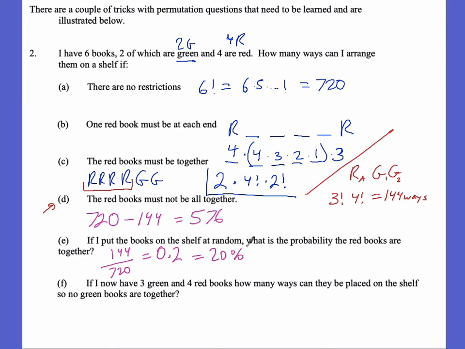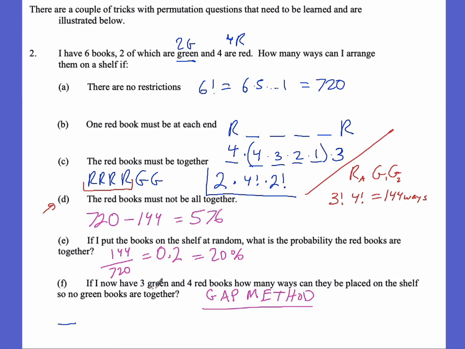Okay, now for the final example, there's many ways to do this one, but there's a really neat trick. If I now have 3 green and 4 red books, how many ways can they be placed on the shelf so that no green books are together? So what we're going to do here, there's a lot of ways to do it. Some of them are very inefficient, but the gap method is very efficient.